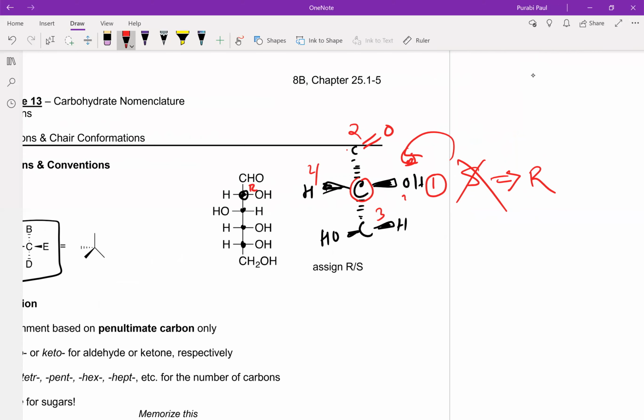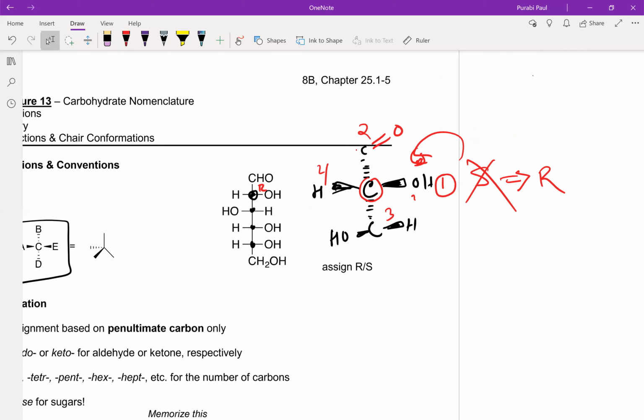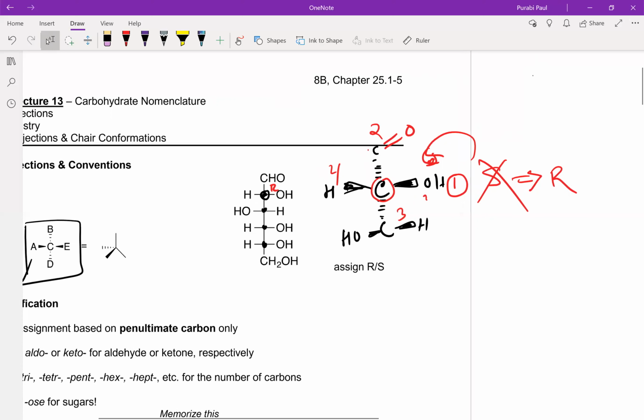Now how about the second carbon? We could do it now without having to draw, just by using the trick. Let's look at the second carbon without drawing what I drew. For the second carbon, your first priority substituent is going to the left, which is the hydroxyl, that should be 1.